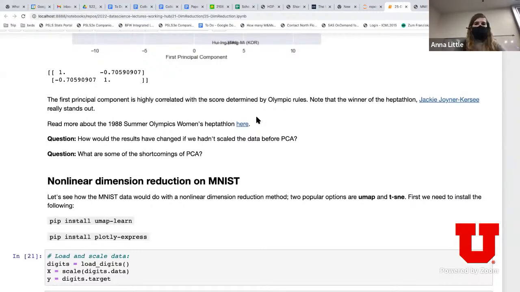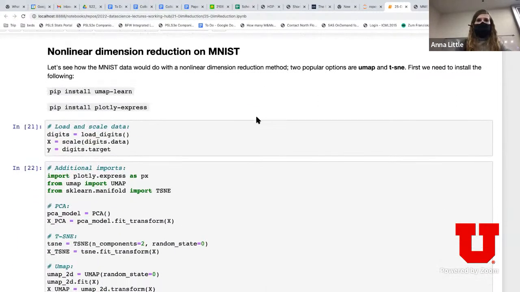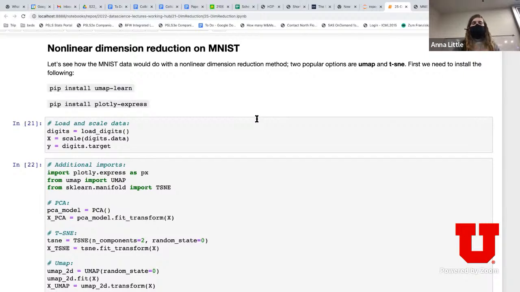So in the last few minutes of class, let's dive into, well, not the interpretability issue, but the issue of what happens if the data is nonlinear. We're not really going to have time to go into this, but I just wanted to point out that this is an important thing. Your data may not be linear. And let's take a look at the MNIST data set.